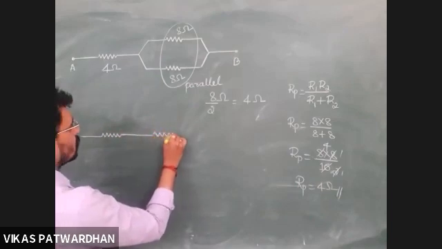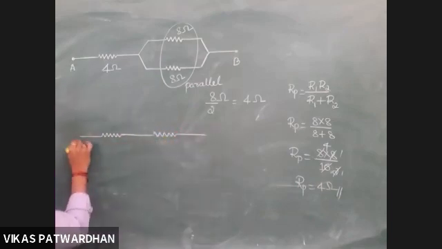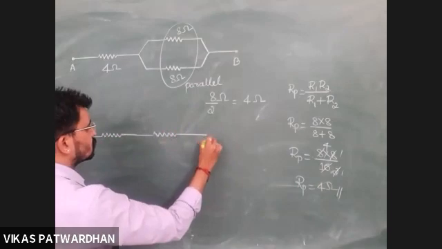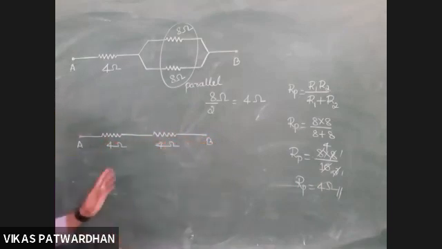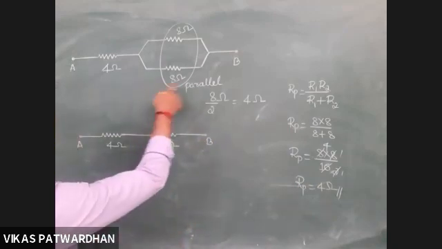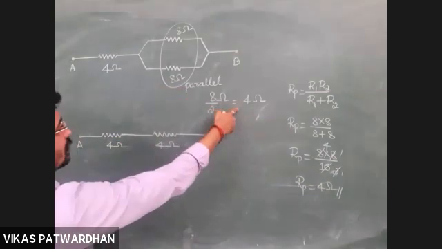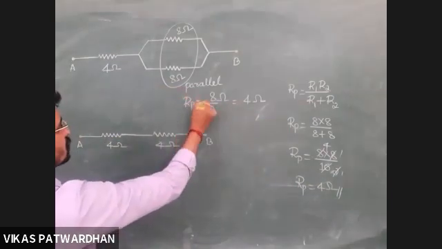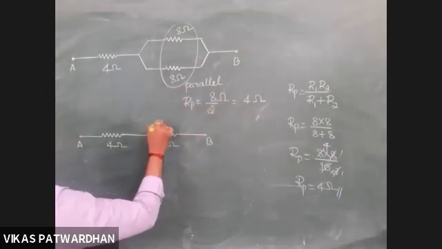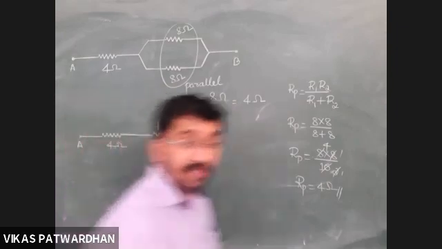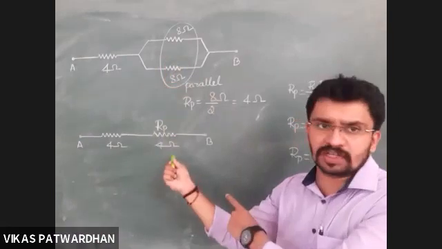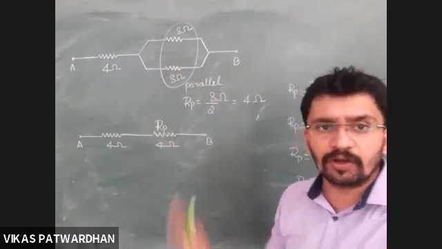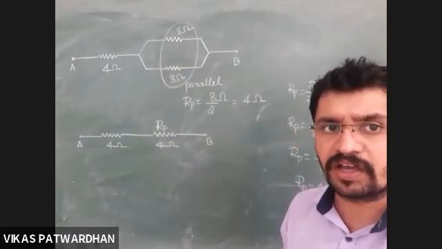Now, this is A, this is B, this is 4, this is 4. This is not a new numerical. It is a continuation. These two are in parallel and the effective resistance Rp was 4 ohm. This is Rp now. Is that clear? Yes, sir.